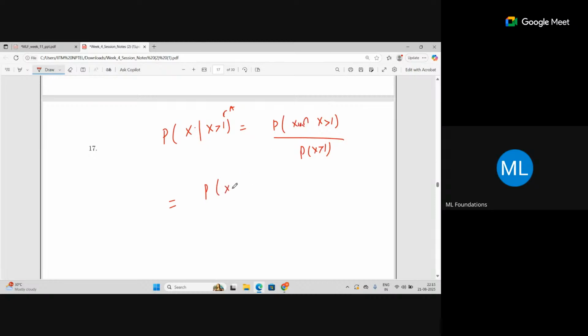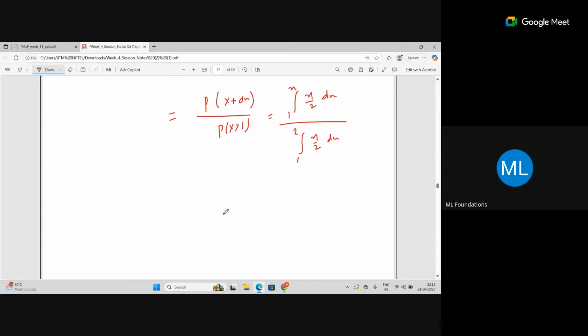Then that will be the probability of x plus dx only, right? And divided by the probability that x is greater than 1. And you will have to find this probability by saying it is the integral from 1 to 2 of x by 2 dx, divided by the probability that x is greater than 1. Is it 1 to 2, right? That has to be x by 2 dx.